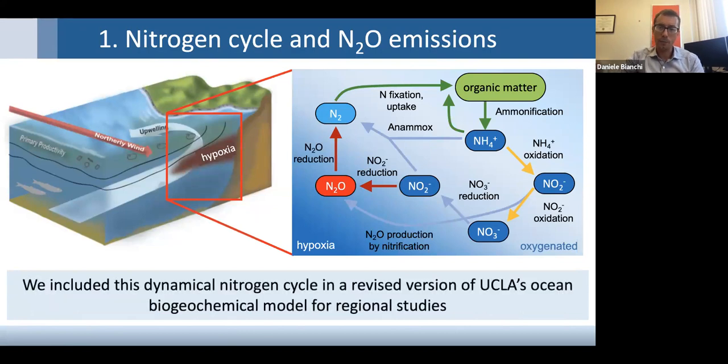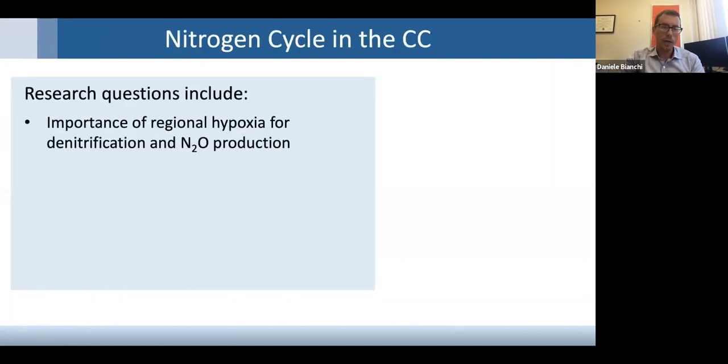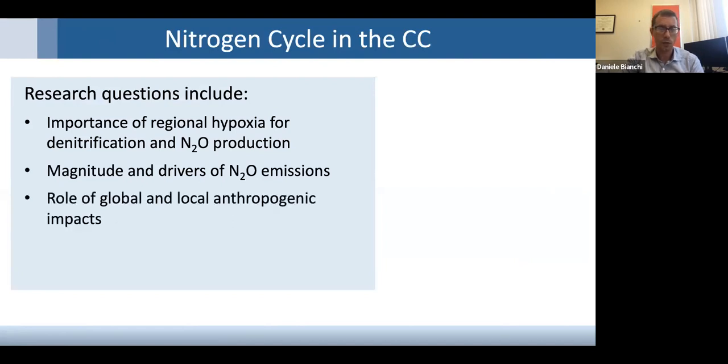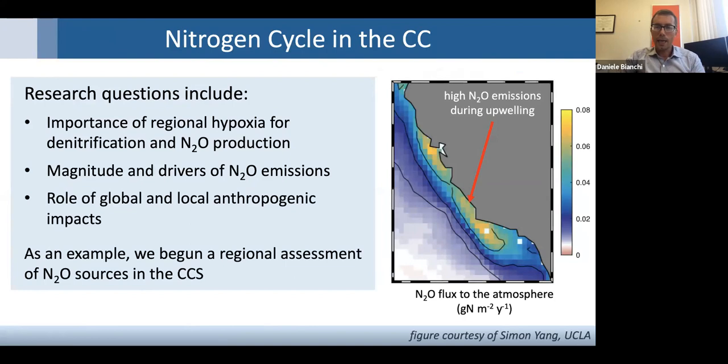We included this type of dynamical nitrogen cycle in our ocean model, and we are starting to apply that for regional studies in upwelling systems, including the California Current regions. The questions are, of course, multifold. For example, the importance of regional hypoxia and changes in hypoxia for denitrification and nitrous oxide production, the drivers and magnitude of emissions of this greenhouse gas to the atmosphere, the role of global and local anthropogenic impacts, including nutrient inputs.